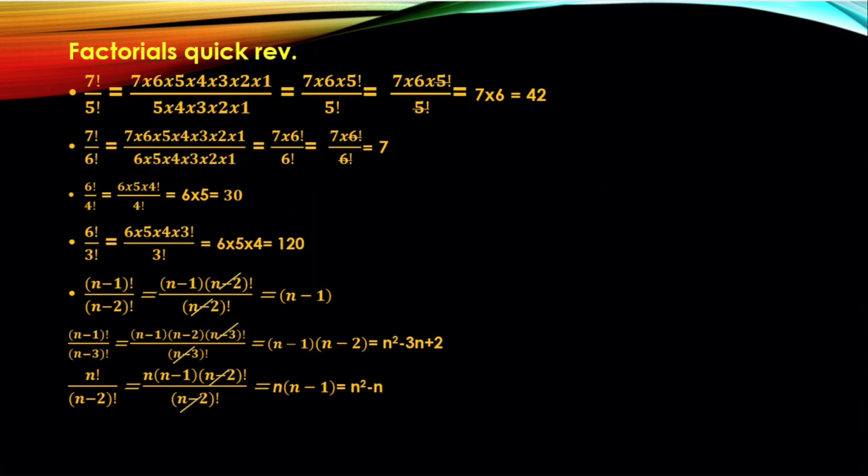6 factorial divided by 3 factorial. So I'll expand it: 6 times 5 times 4 up to 3 factorial. And the 3 factorials cancel each other, so we'll end up with 6 times 5 times 4, which equals 120. Sometimes it gets a little trickier and they say, okay, n minus 1 factorial divided by n minus 2 factorial.